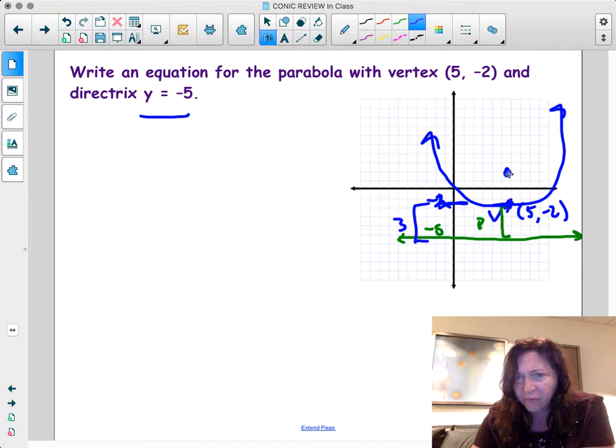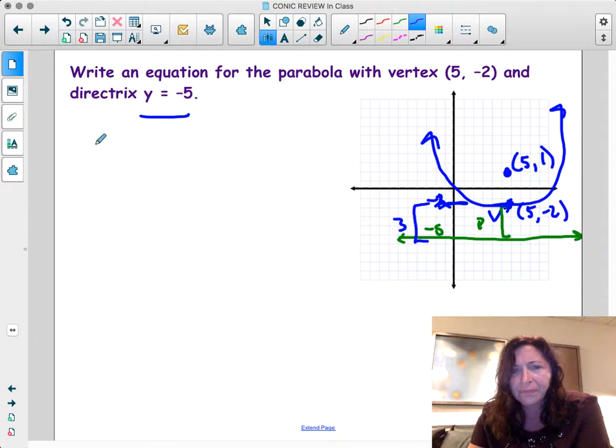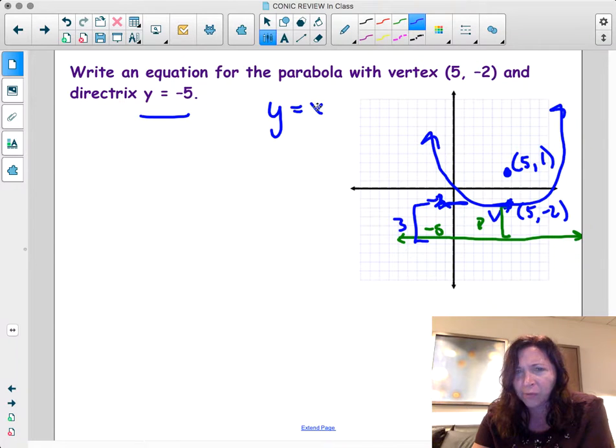So if this is negative 2, this point right here is going to be (5, 1). So that's my focus point. Writing the equation, I notice that my parabola looks like this, y equals x squared. So putting in those point values, we're going to go y minus k is equal to a times the quantity x minus h quantity squared.